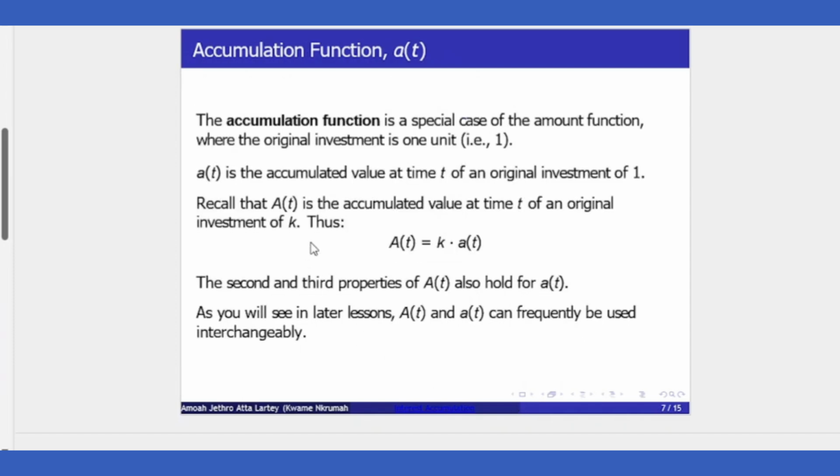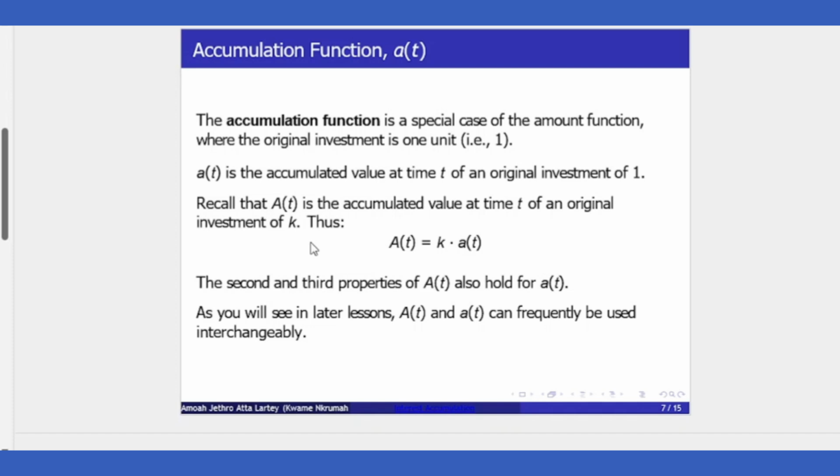So let's go straight to the accumulation function. Now the accumulation function is a special case of the amount function. But here the original investment is 1 unit. That is 1. So here it's not that the original investment is 200 or 300. Here we are specific that the original investment is always 1. So keep that in mind. That means at small a of 0, the original investment is 1, right? So keep that in mind.